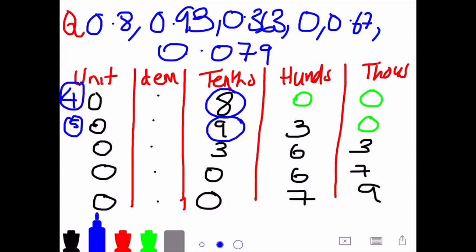Because we are doing ascending. Okay, next will be 3, so that will be our third one. Okay, so since the rest are 0, it's a tie. We're going to look into the hundreds, where 7 in the hundreds is the biggest. And then the first one will be 6, 0.067.